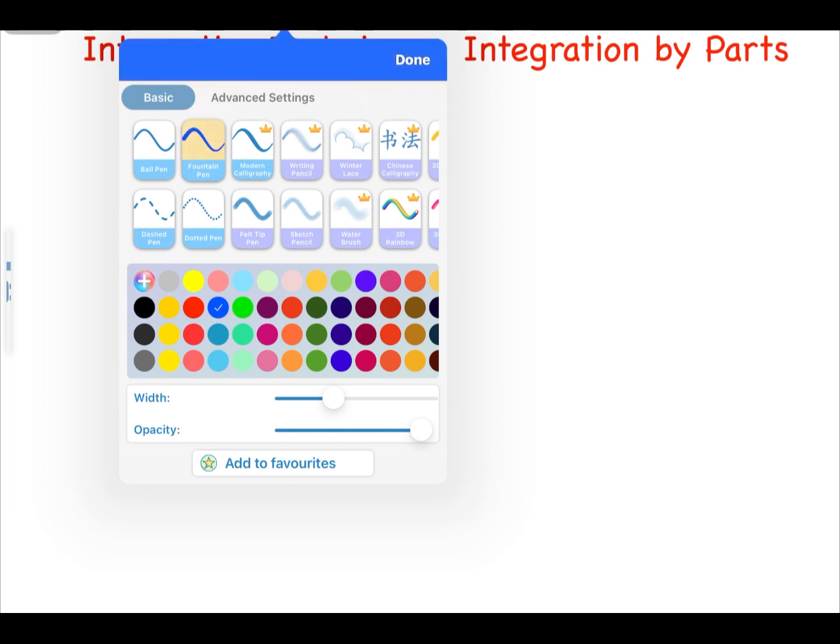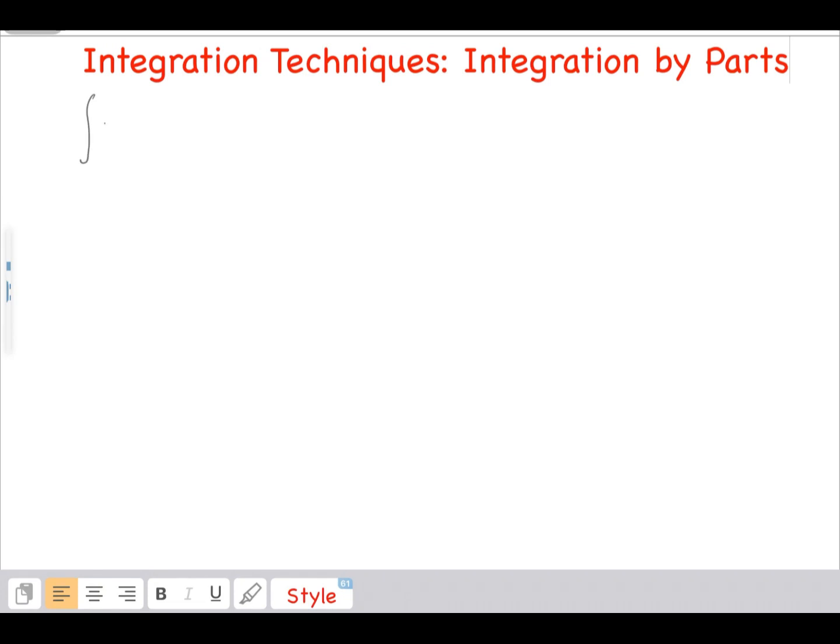So before we go to the other subtopics of integration by parts, I would like us to do a couple of examples so that we can get a clear understanding of what integration by parts is. The first example that we want to consider is to evaluate the integral of x ln x dx.